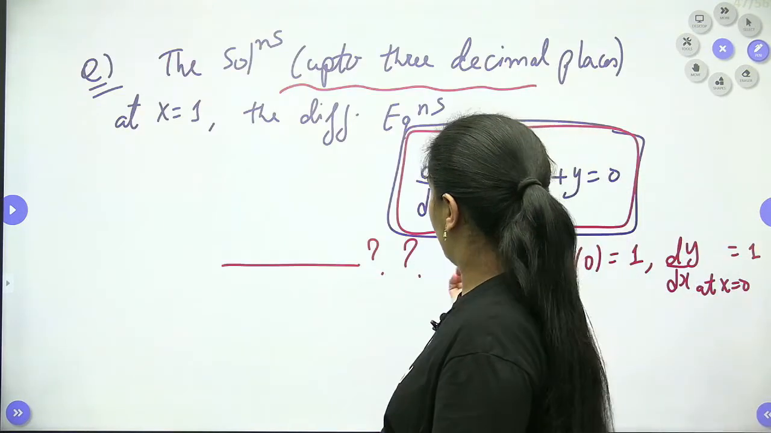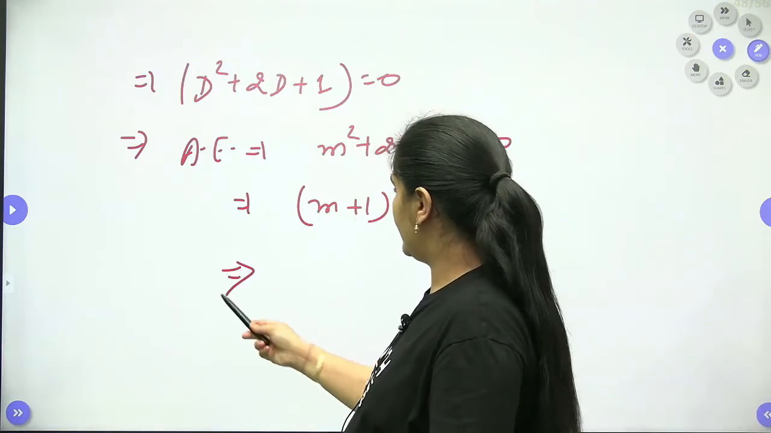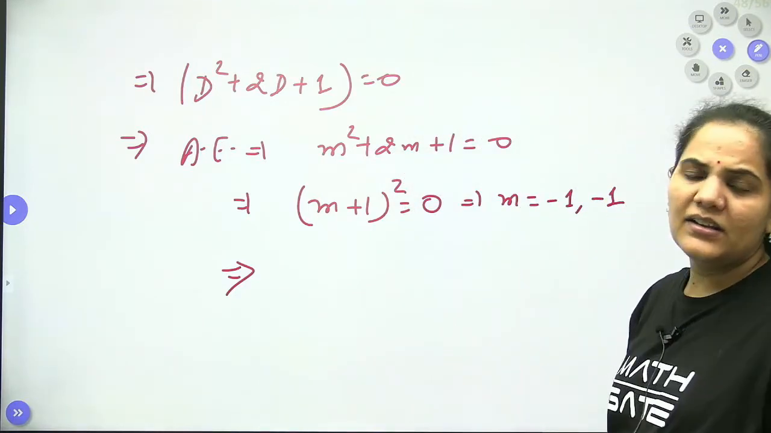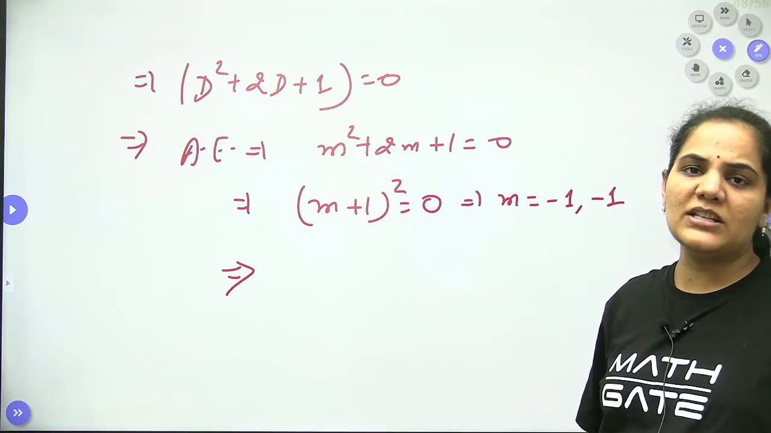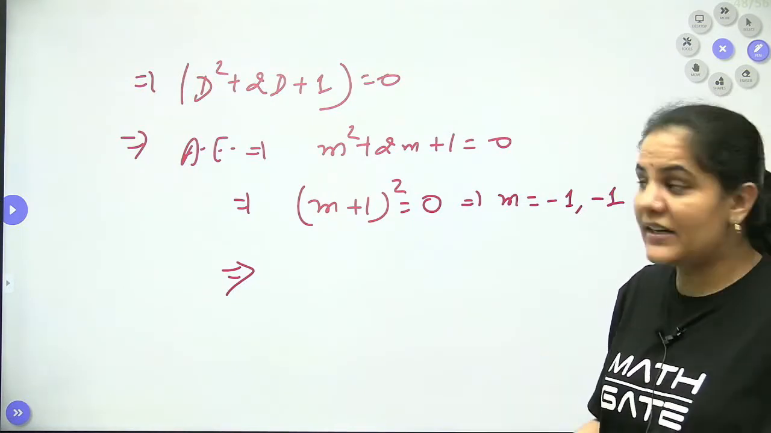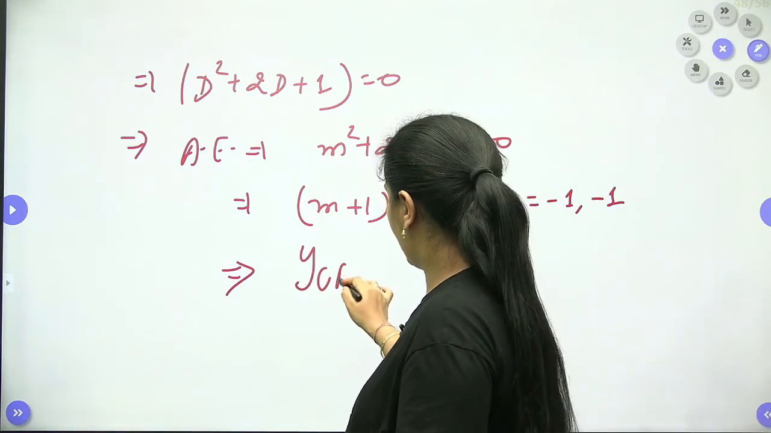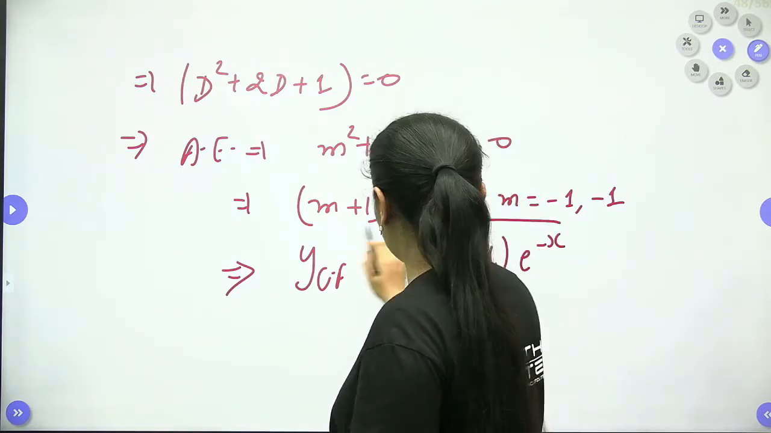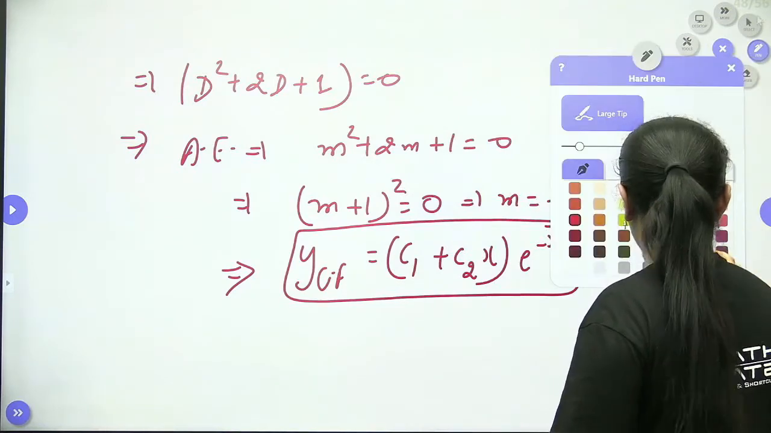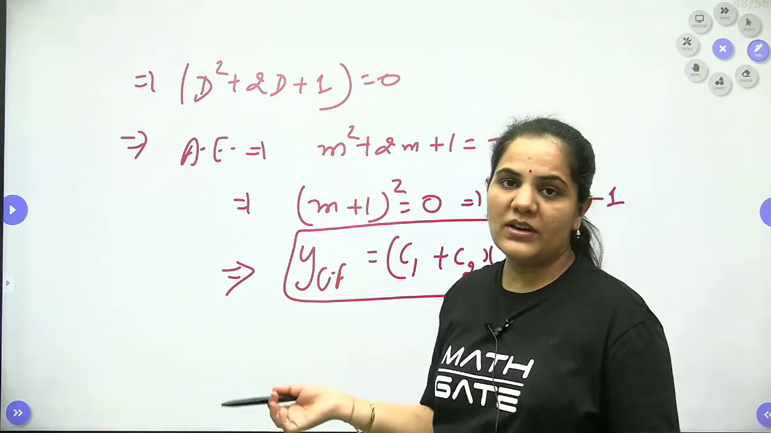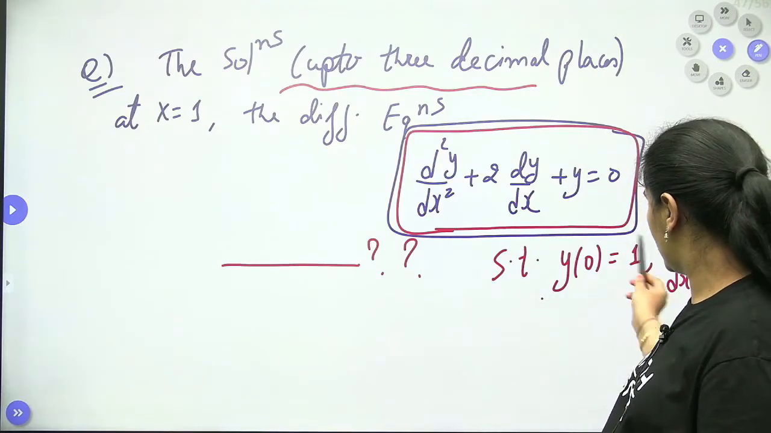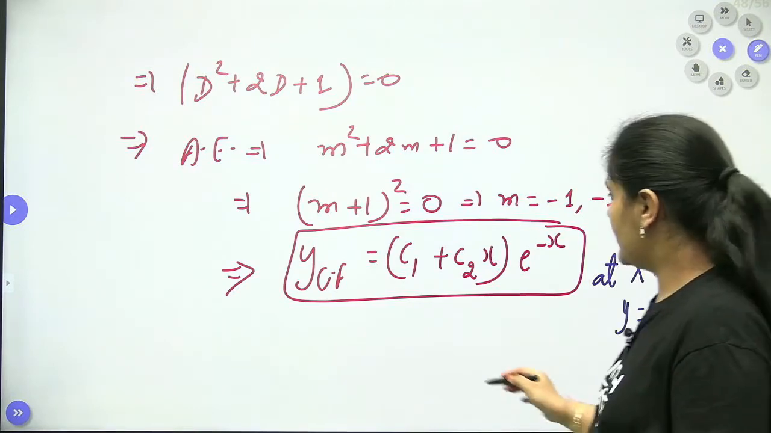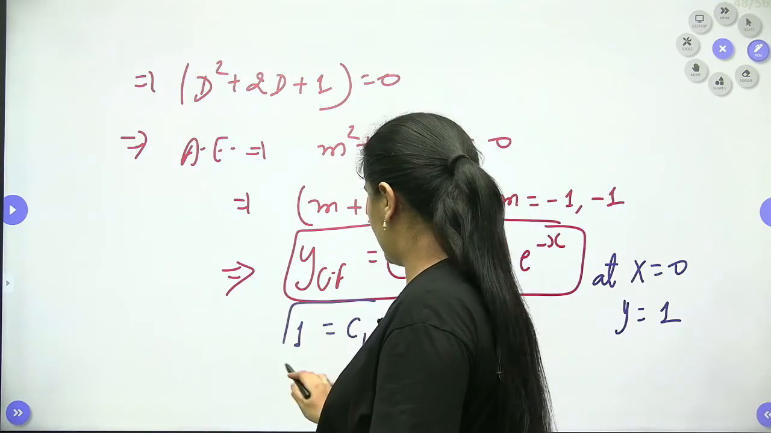When we have (m plus 1) whole squared equals 0, the roots will be m equals minus 1 and minus 1. These are real and repeated roots, so the CF will be (C1 plus C2 x) e to the power minus x. We have some initial conditions also. The first is at x equals 0, y equals 1, which gives C1 equals 1.